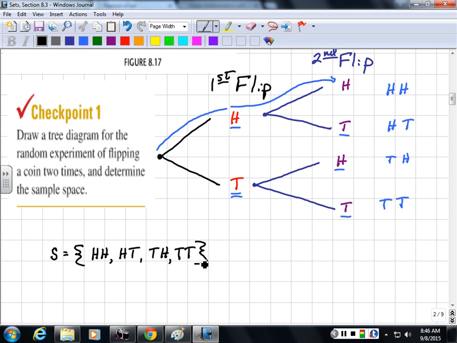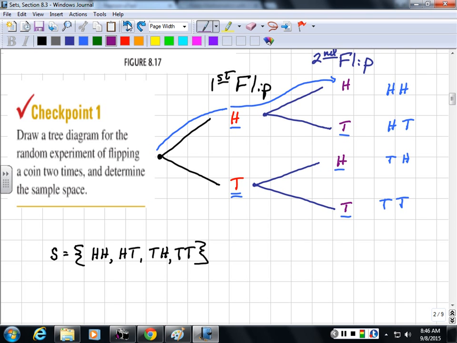Notice that I do not put commas between these values because I want you to get in the habit of separating the outcomes by commas, but the outcomes themselves, if there's more than one possibility in there, will be one single string without separation. Because if I did something like this, that would make no sense because I can't get just one head. I have to have two outcomes for that particular trial. Does that make sense?